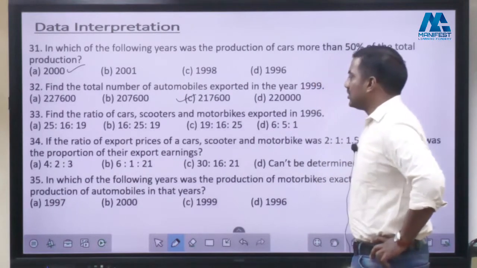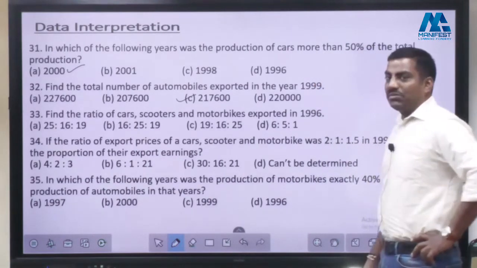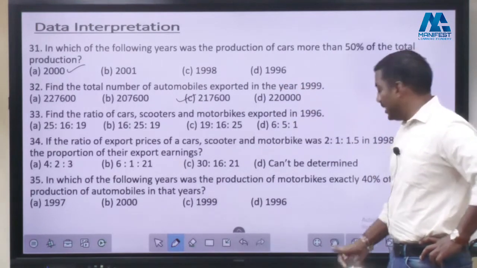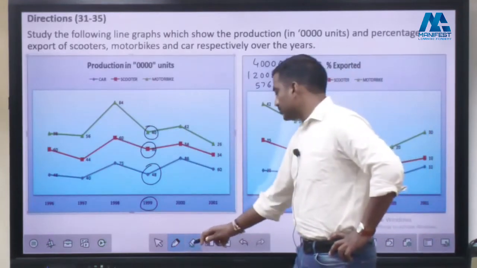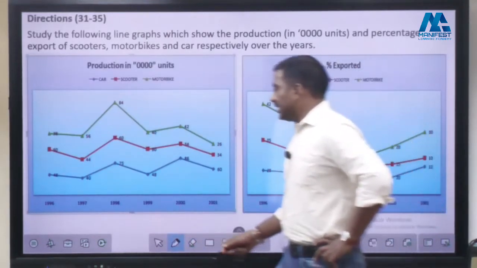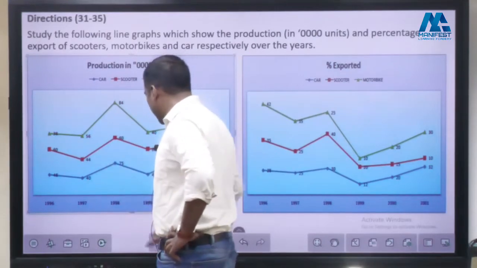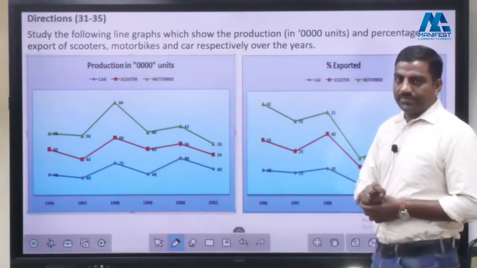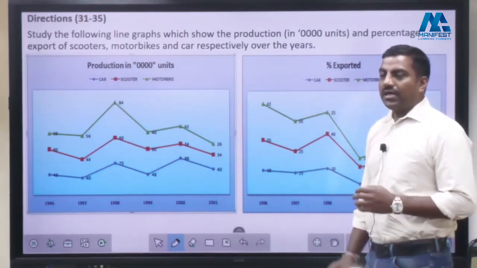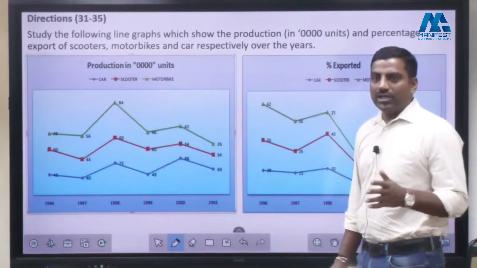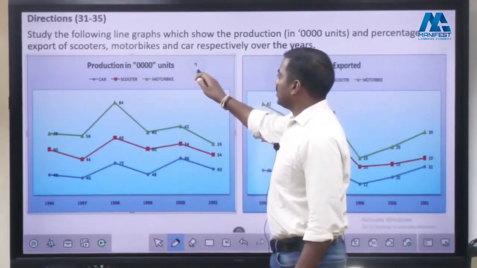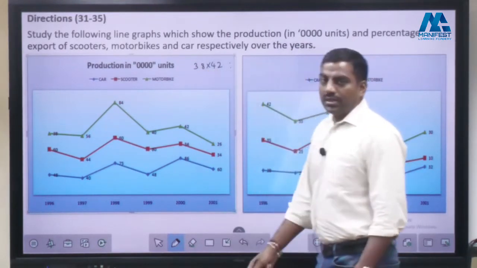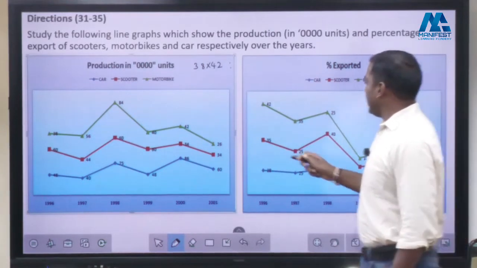Find the ratio of cars, scooters and motorbikes exported in 1996. Same thing. Here we made the sum. Here we have to compare them in 1996. So here 3,80,000. So 3,80,000 into 42%. Simple. Here discard all the zeros. Simply you do one thing. 38 into 42 you do. Then ratio. Again 60 into 35.